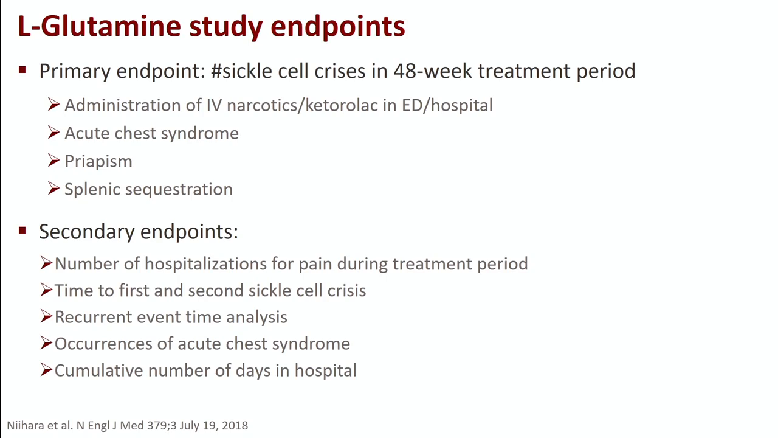The primary endpoints for the L-glutamine study was the number of sickle cell crises that occurred within the 48-week treatment period. And then they also looked at the administration of IV narcotics or opioids in the hospital or in the emergency room. They looked at the frequency of acute chest syndrome, priapism, and splenic sequestrations, all acute complications of sickle cell disease. And then some of the secondary endpoints are listed here.